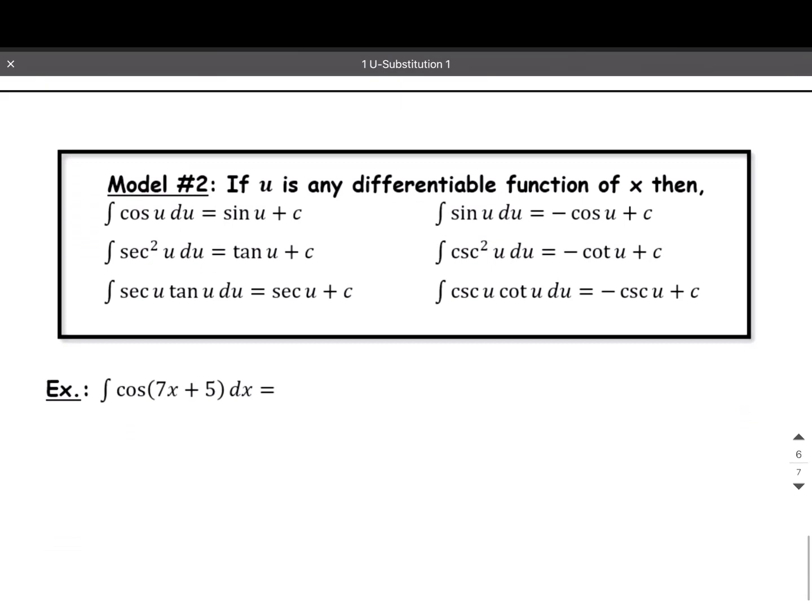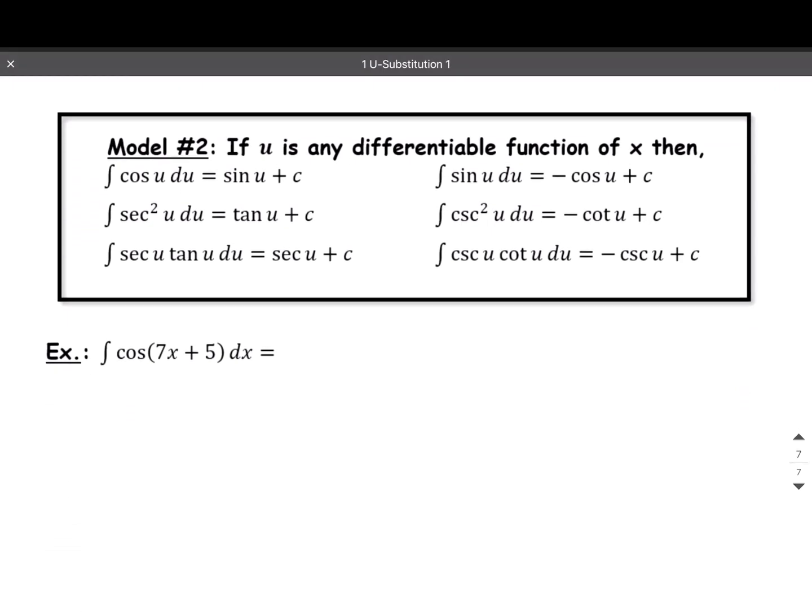All right, guys, now the next one. This model 2 is a reminder of your trig derivatives. Remember, if we had sine of an angle, the derivative was cosine u, so the integral of cosine u is sine u. The integral of secant squared u, what has a derivative of secant squared u? It's tan u plus c. What has a derivative of secant u tan u? That's secant u plus c.